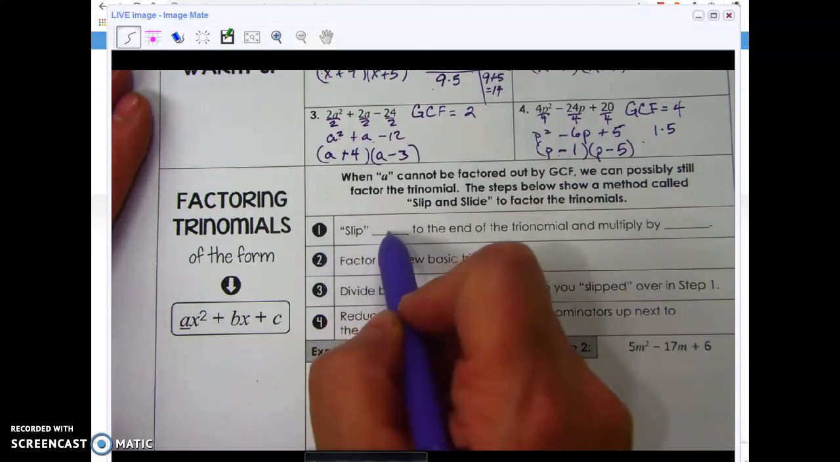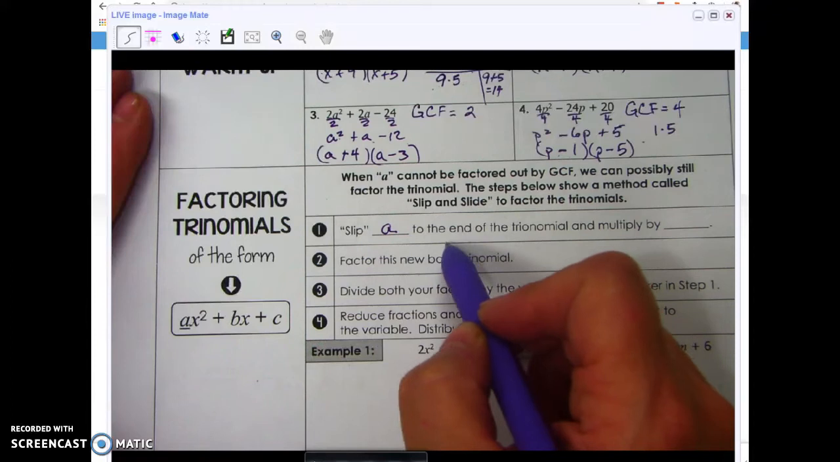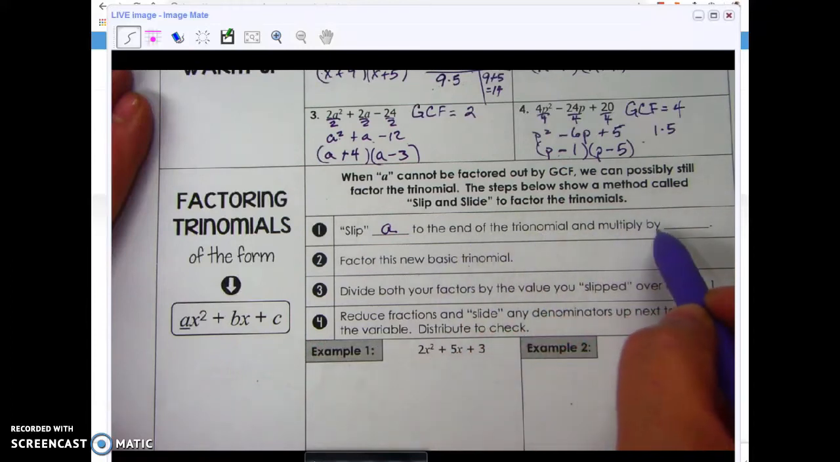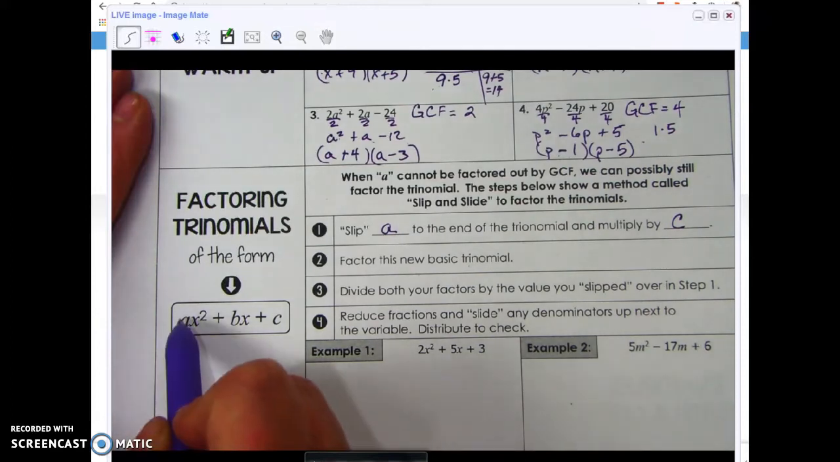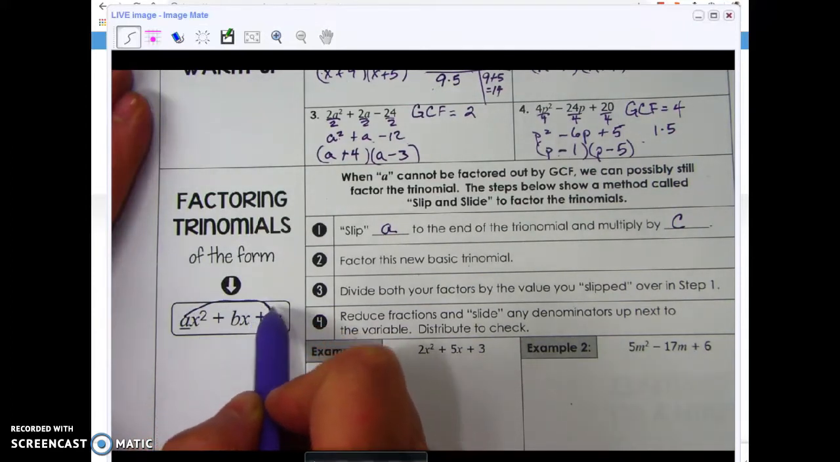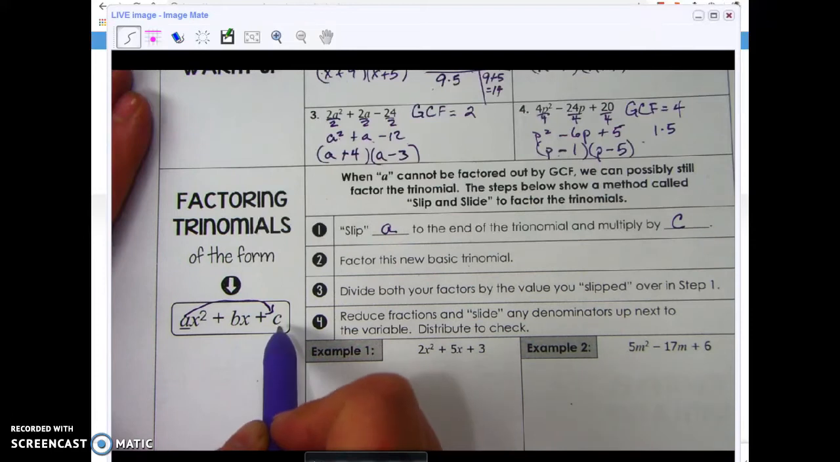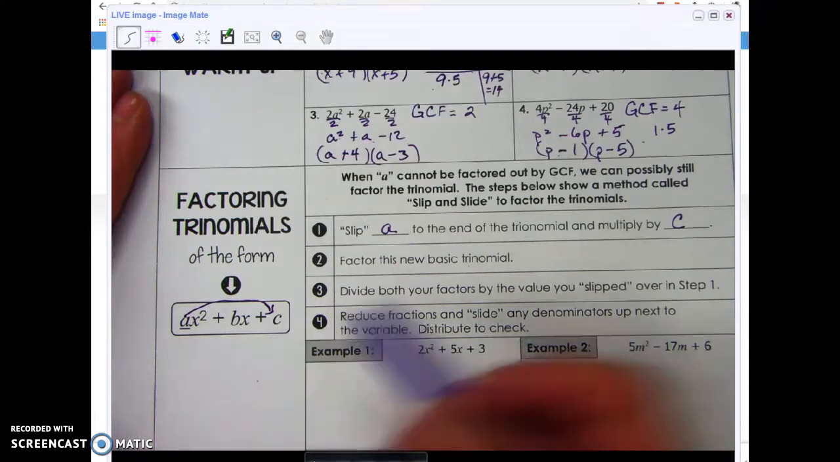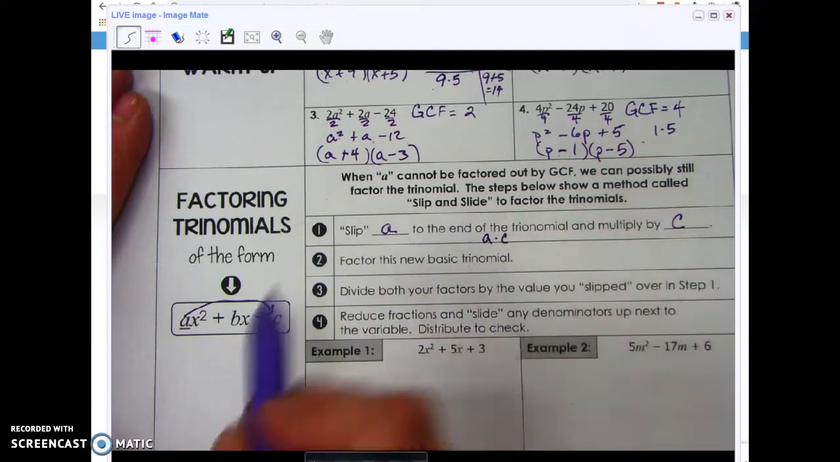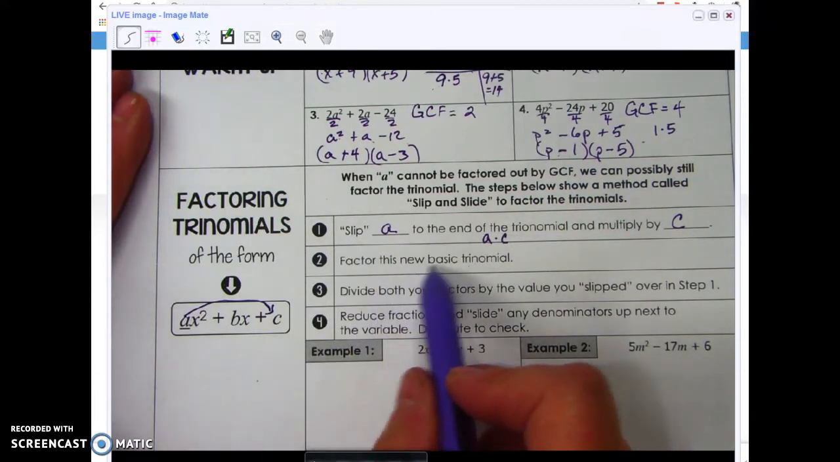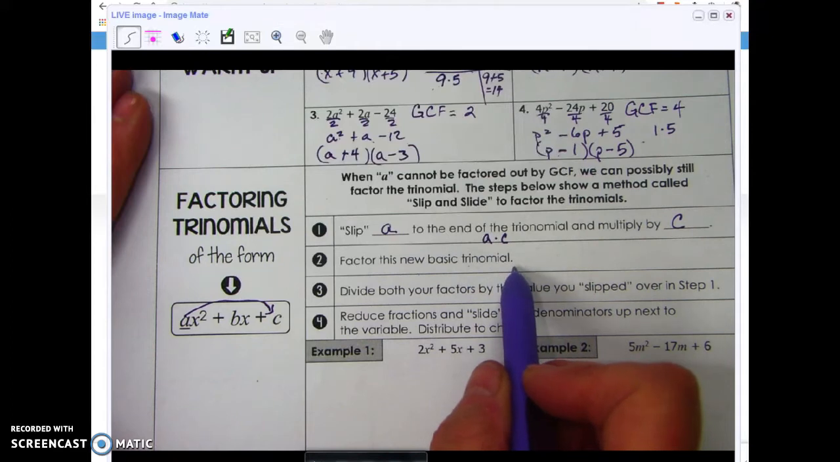The number we're going to slip is a, and we're going to slip it to the end of the trinomial and multiply by c. So what are we talking about? This is a. We're going to slip it over here times c. So that means I'm going to do a times c. And then I'm going to factor that new basic trinomial.